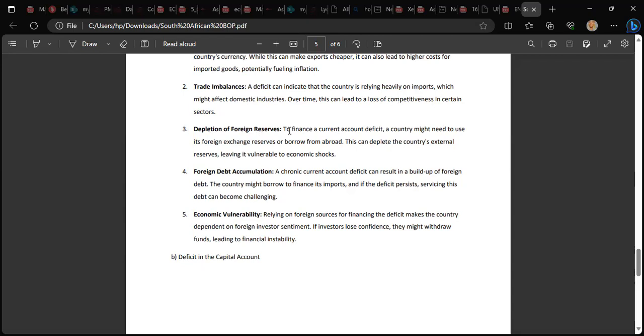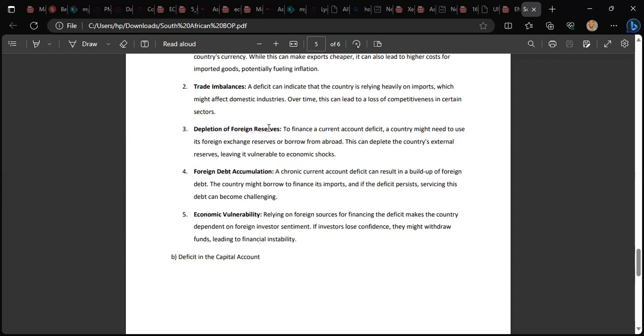Depletion of foreign reserves. I did say I wanted to include this up on top. I just don't know how I missed that there. I'll just fetch it from the previous notes. Obviously, we need to finance that current account deficit, so a country might need to use foreign exchange reserves. If it's not going to be compensated by capital inflows, then the finances are going to deplete. So there's going to be a depletion of the foreign reserves.